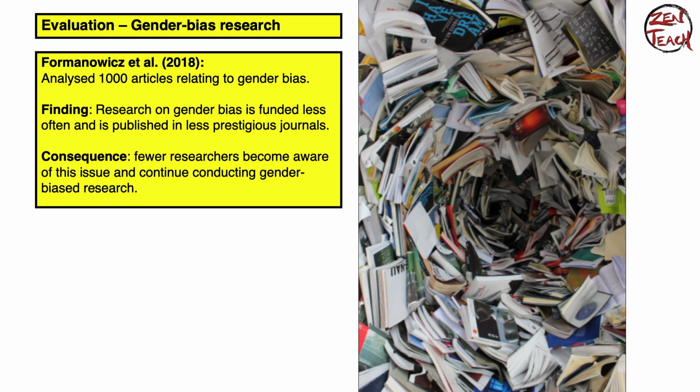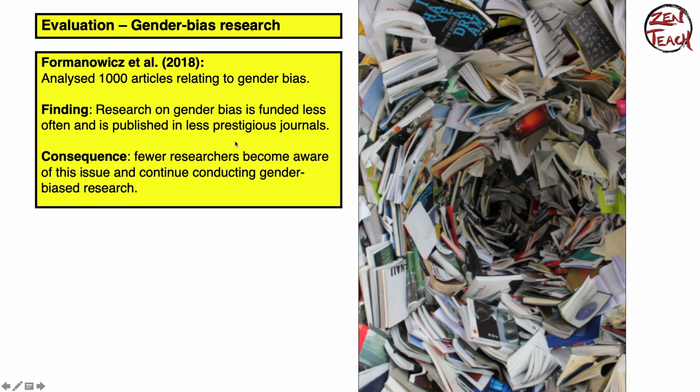Let's look at how researchers are actually dealing with gender bias. This researcher right here looked at 1,000 articles relating to gender bias. Okay, there were 1,000 articles that had something to do with gender bias. And the question was, how likely was it that these research articles were published in journals? And the finding was that research on gender bias is funded less often and is published in less prestigious journals. Okay, so the topic of gender bias is not as interesting to the researcher, to the journals, and is not worth so much money in terms of funding to the research community as it should.